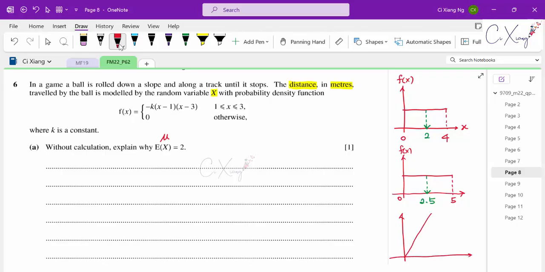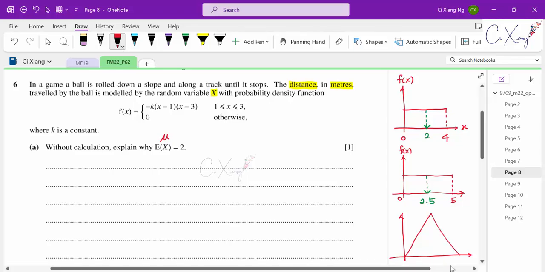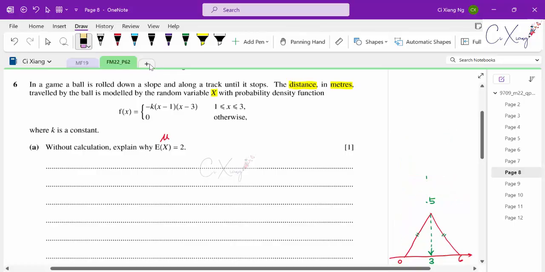You might see a graph like this. We might have a triangle graph like that. After you sketch out the function f(x), you might get something like this. If it is from 0 until 6, and assuming this triangle is isosceles and the function is symmetrical, then the mean will be the midpoint from 0 until 6, so the mean will be equal to 3. This is a basic concept you need to know about the mean for a continuous random variable. Let us come back to our question here.